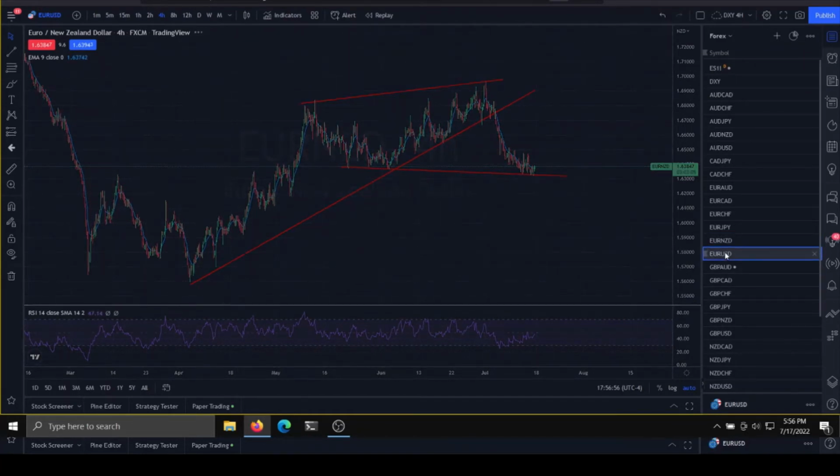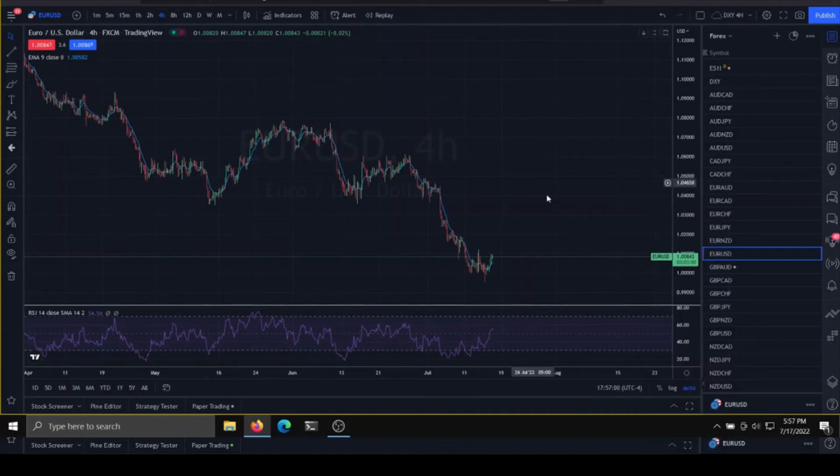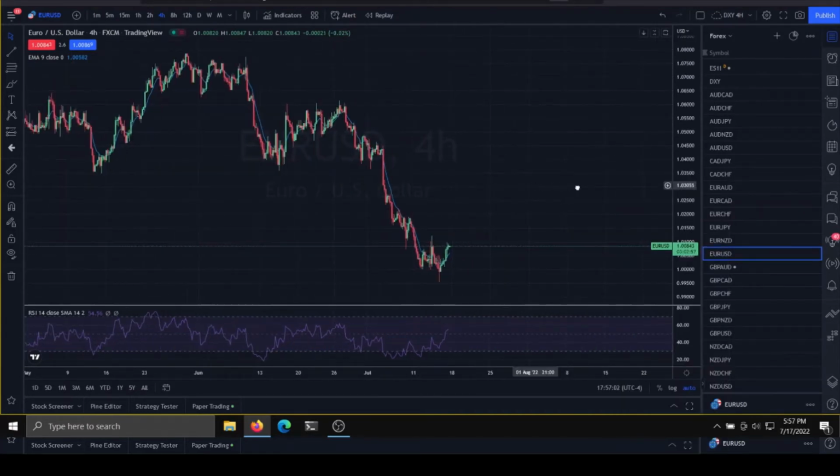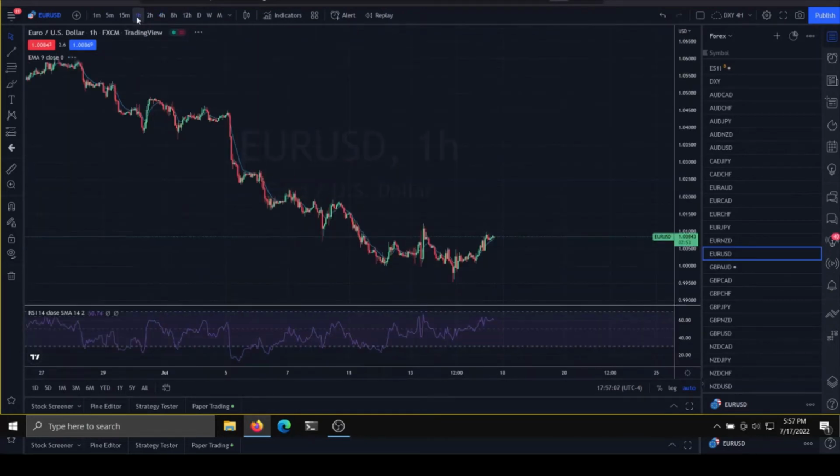Euro USD. Nothing here on the 4-hour yet. This is your buy right here, this level. Maybe you could come back, test that level again, give you a trade to the upside. If you're thinking long term, maybe you let that trade ride.